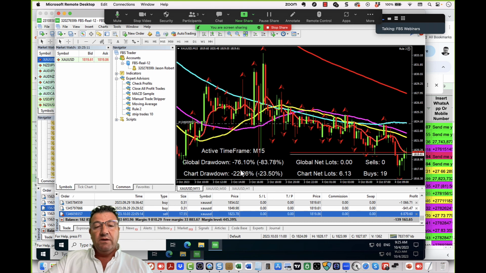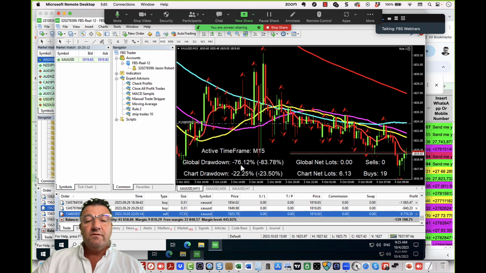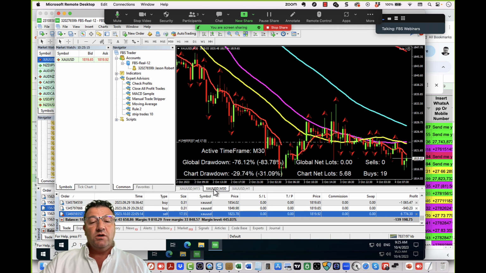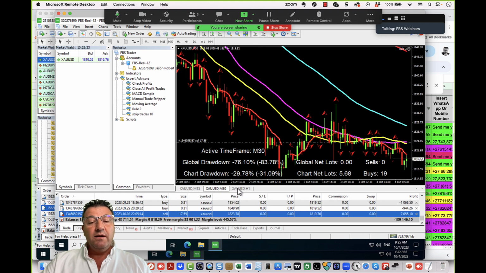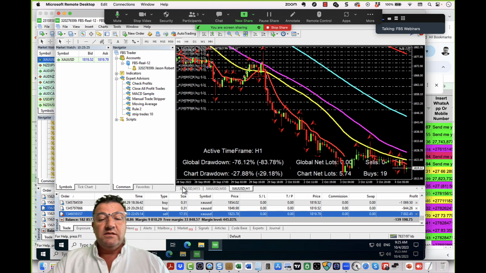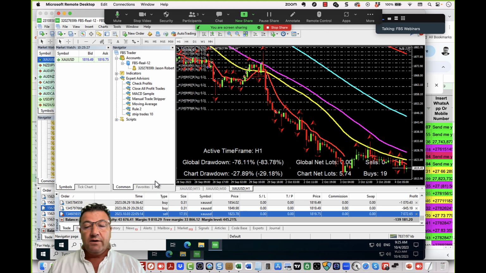Let's just expand one of the charts. You can see what's happening, right? So he's got a global drawdown of 76%, and chart drawdown of 22 on the one, 29 on the other, and 27 on the third. All right, cool.